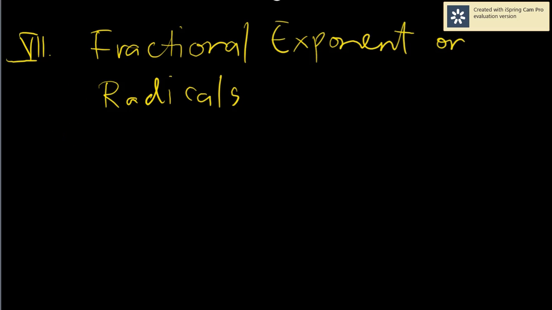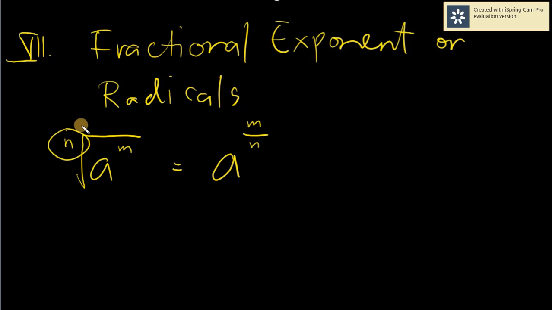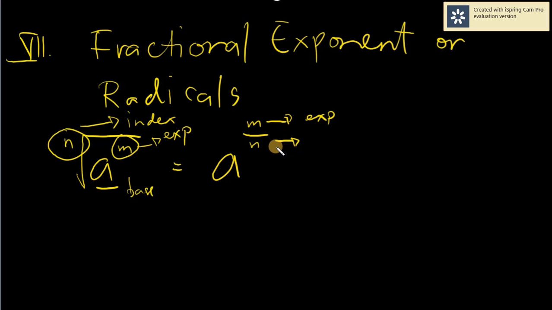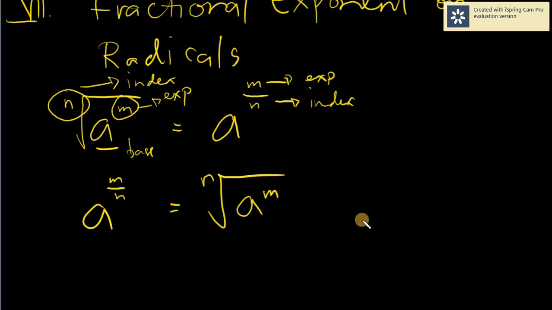If I have a raised to m, and you have the nth root of that, this would be equal to a raised to m over n. This is called the index, this is the exponent, and this is your base. The exponent will be the numerator, the index would be the denominator. Or it could go the other way around. If we have a raised to m over n, it is equal to the nth root of a raised to m.